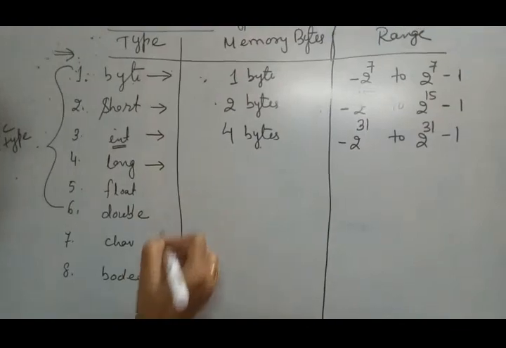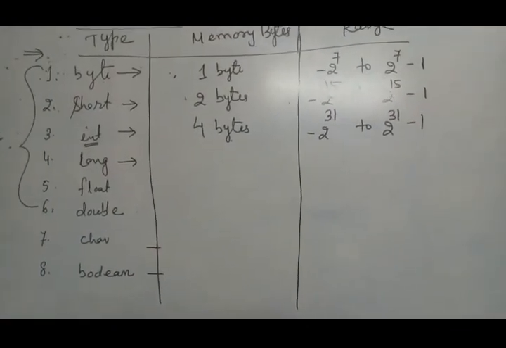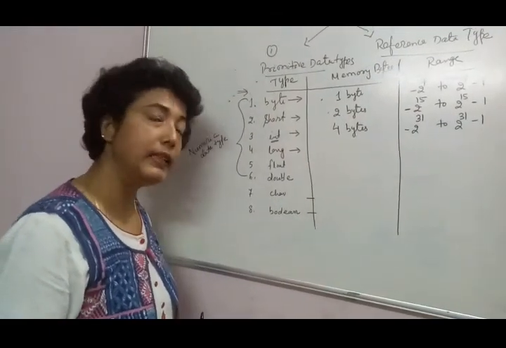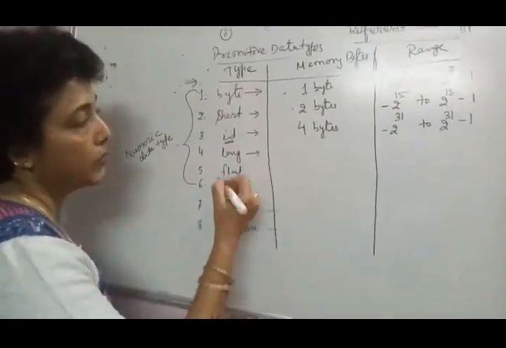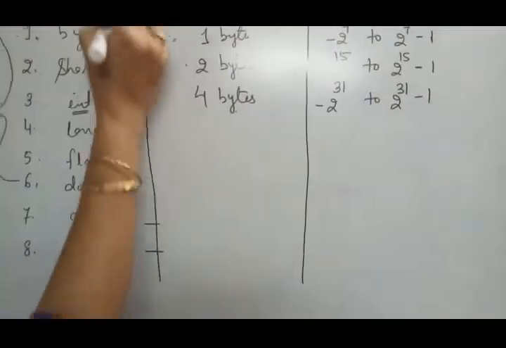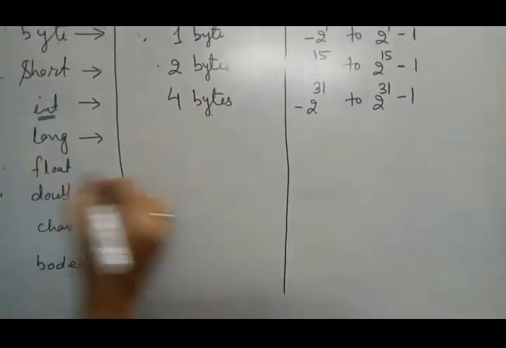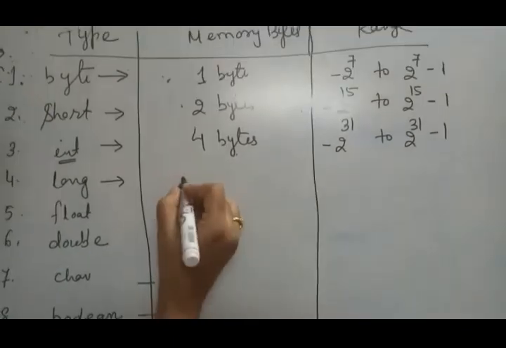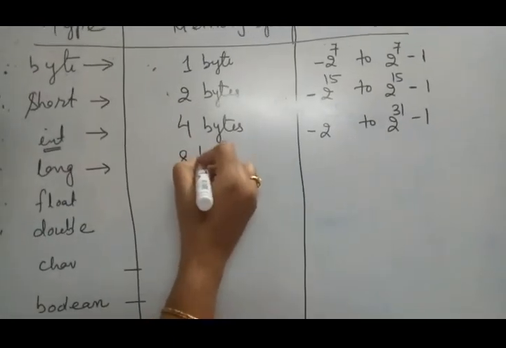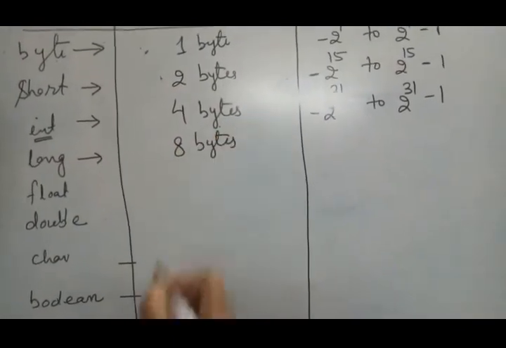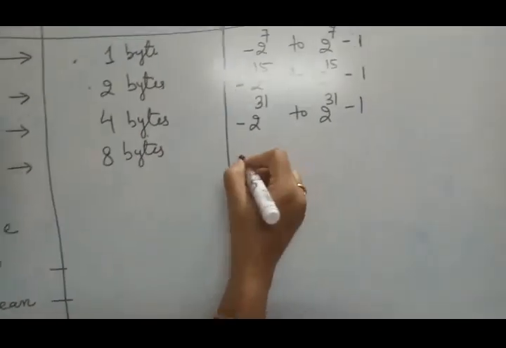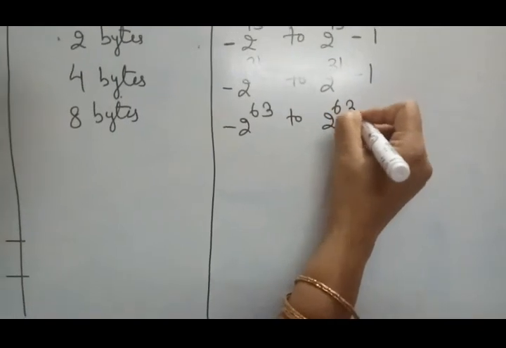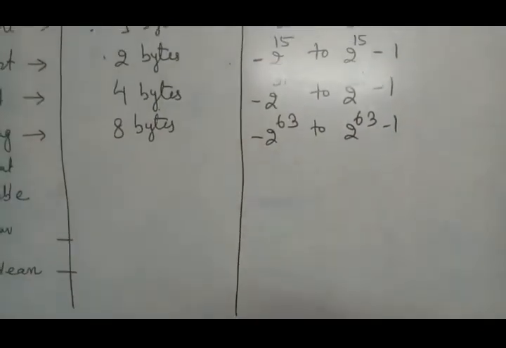Then comes the long data type. This is the largest data type to store an integer number. That means out of these 4 data types, to store an integer number with maximum capacity, you go for the data type long. It occupies 8 bytes in memory and its range is -2 to the power 63 to 2 to the power 63 minus 1. Okay.